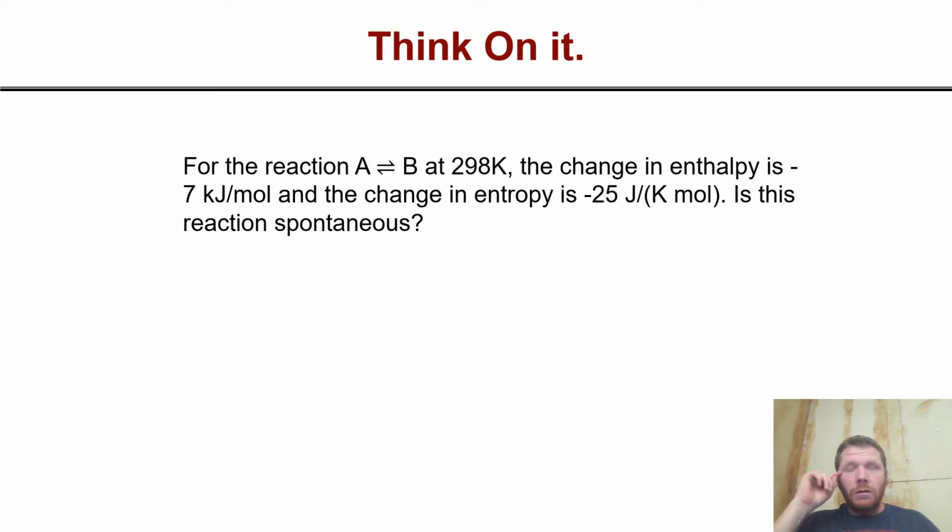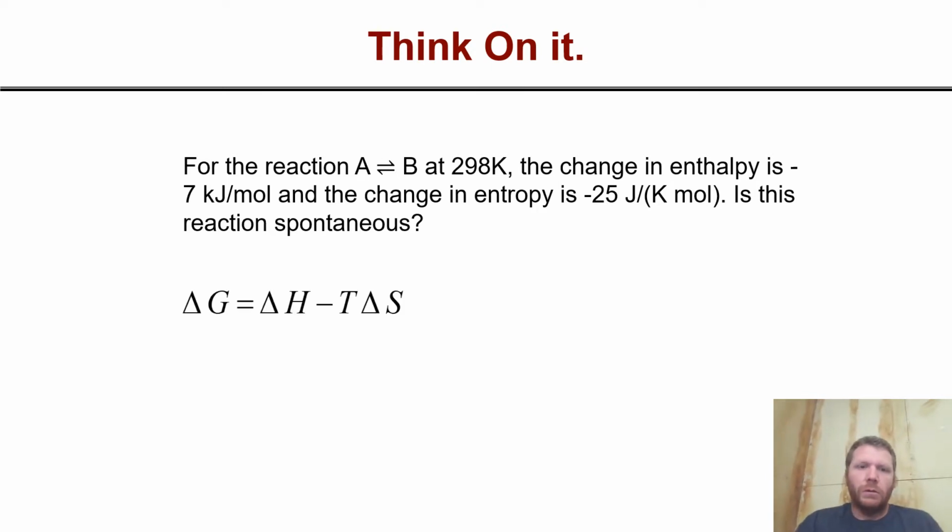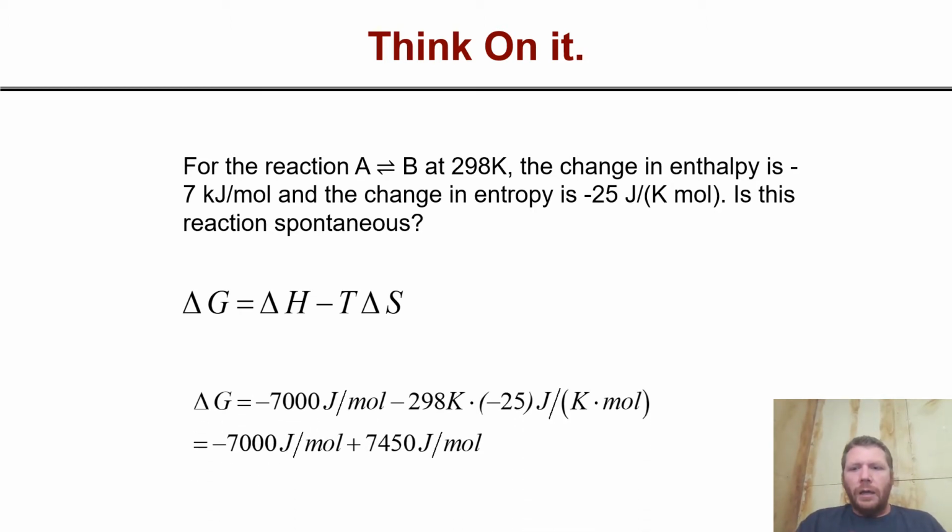So to answer this question, what you have to do is look at our equation, delta G equals delta H minus T delta S, and plug and chug. Our delta H is negative 7 kilojoules per mole, so you need to convert that to negative 7,000 joules per mole. Now, T delta S: T is 298 Kelvin. Those are in the proper units.